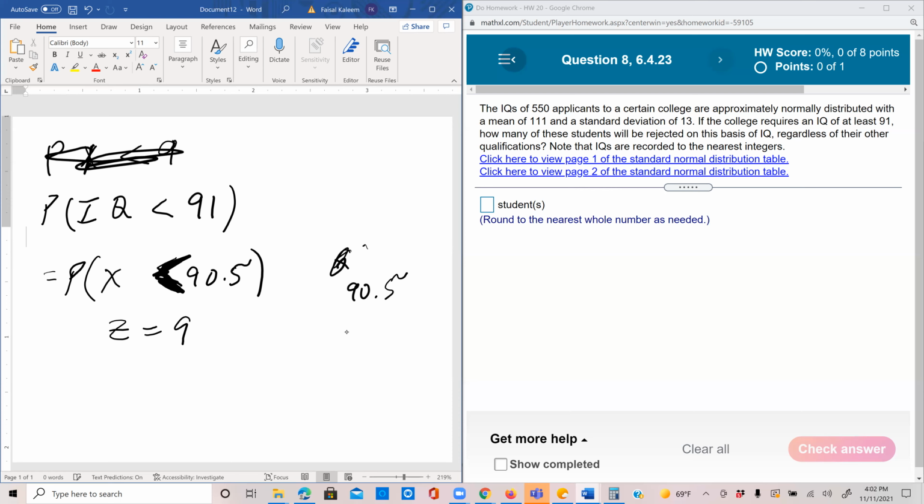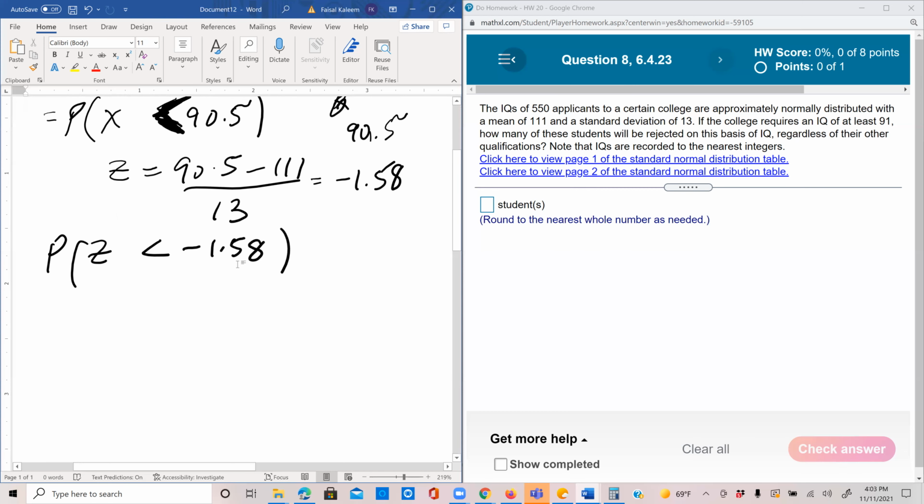So Z is equal to 90.5 minus the mean, over the standard deviation. So that's 18.5 over, no, that's 20.5 over 13. So that's 20.5 divided by 13. So it's negative 0.04. No, it's negative 1.58. So we want the probability Z is less than negative 1.58. Okay.